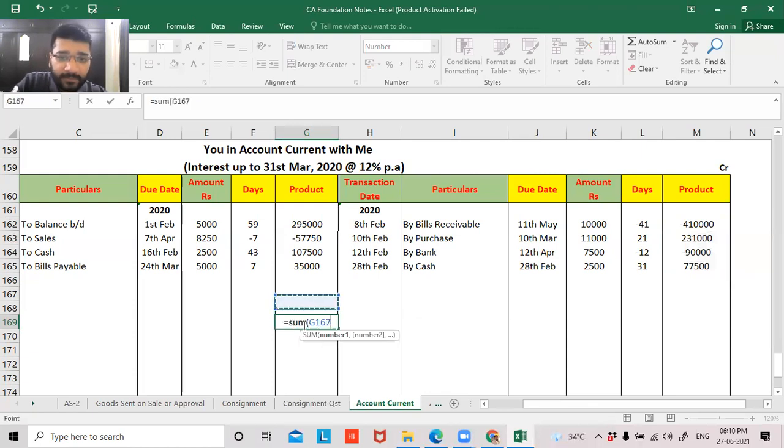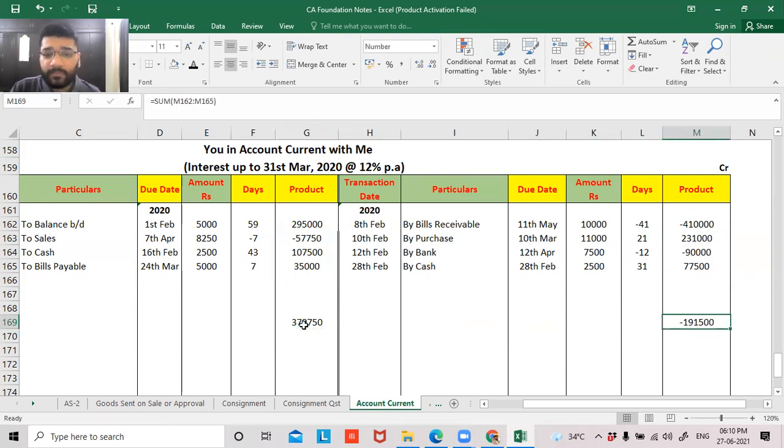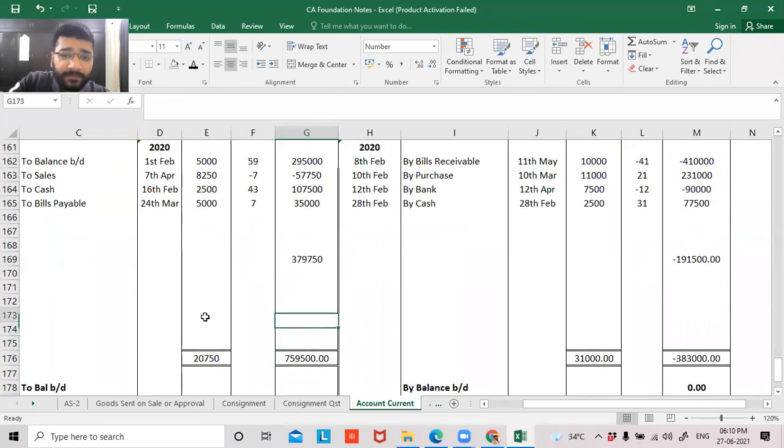If I take total of this, which total is more, guys? Debit side is more or credit side is more? Guys, positive is more or negative is more? Positive. Positive is more. So which means, can I say the total of this table should be this? 3,79,750 should be the total, guys.